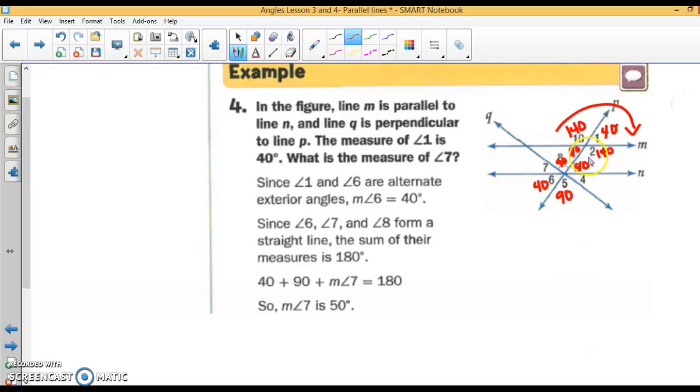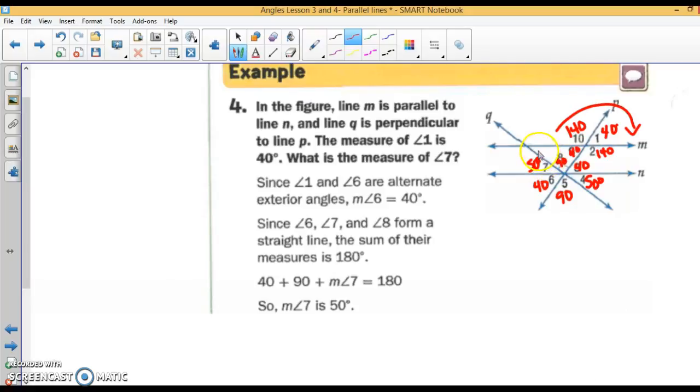So, these three angles right here, 3, 4, and 5, don't they have to add up to 180 because they form a straight line? So 90 and 40 is 130. That means this will be 50. 7 is also 50 because it's vertical. We've now found all the missing angles.